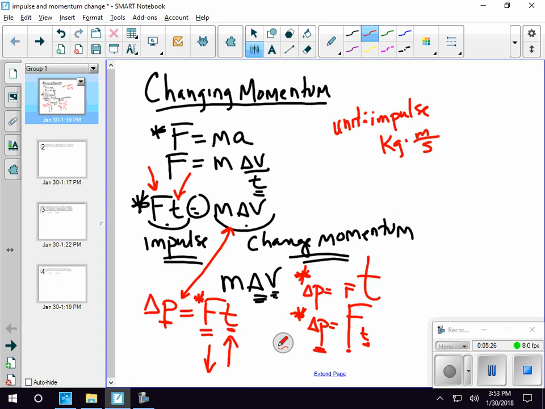All of those things are changing the momentum of the ball. And so you maybe want to minimize it or maybe you want to maximize it. It just depends on what you're doing. Okay, so how are we going to use this? What are we going to do with this?